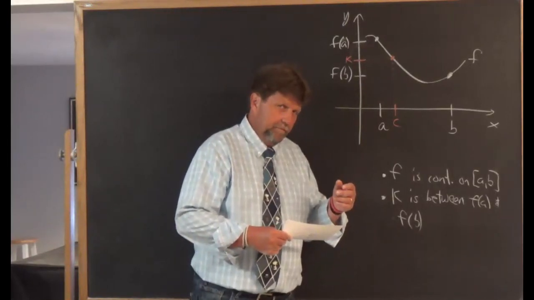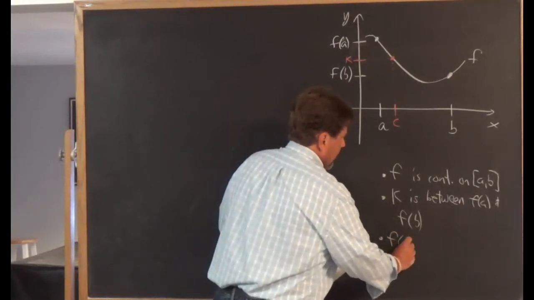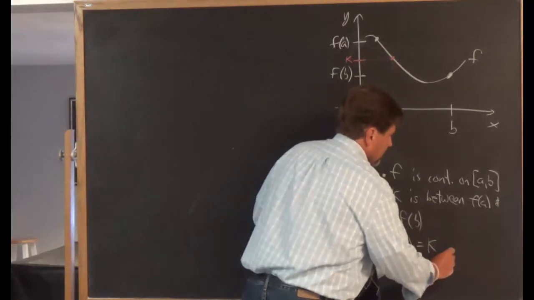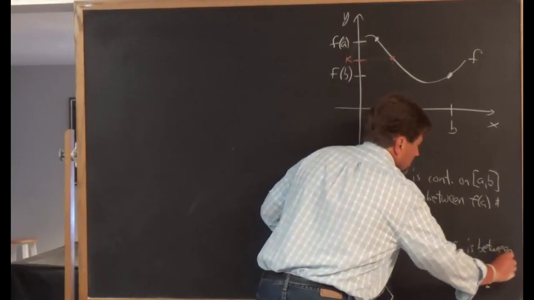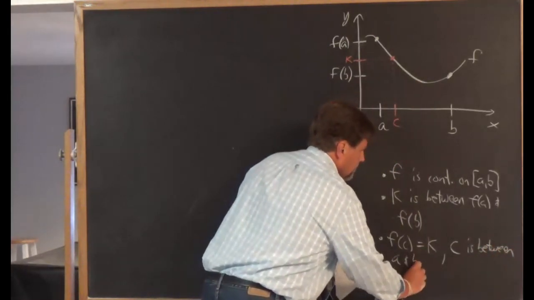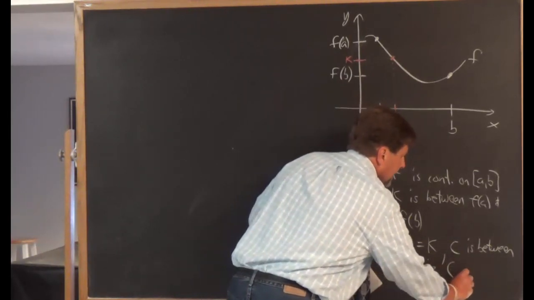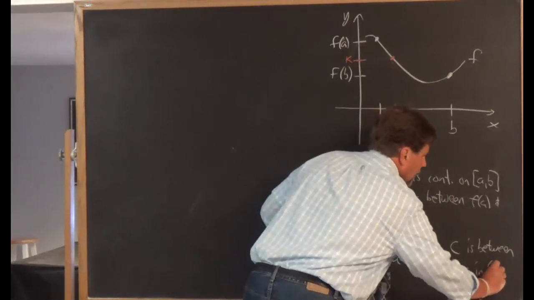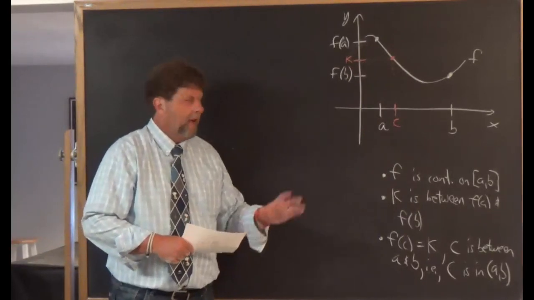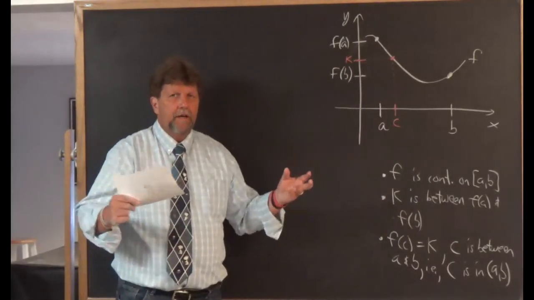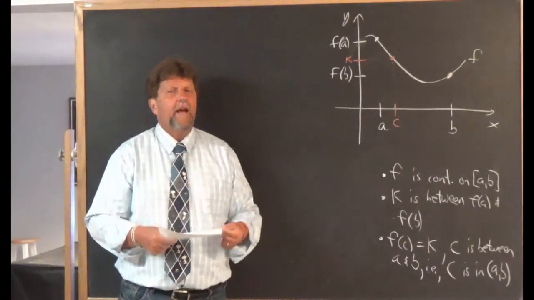So I'll make that as a bullet here. F of C is equal to k, and C is between A and B. In other words, C is in the open interval AB. Okay, all of those observations come together into an existence theorem that is called the intermediate value theorem.